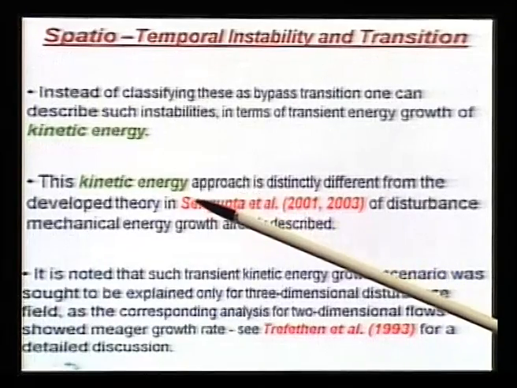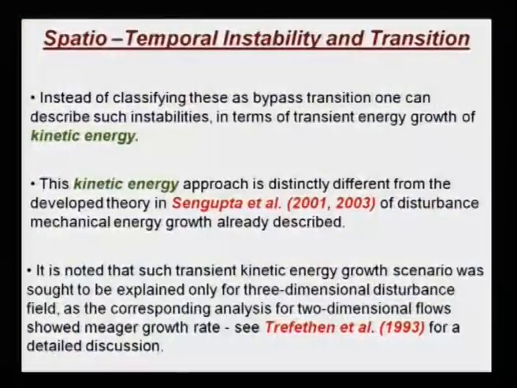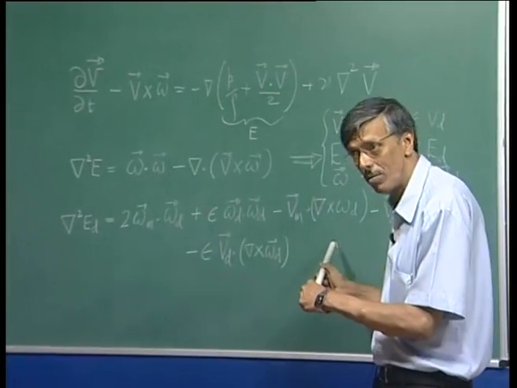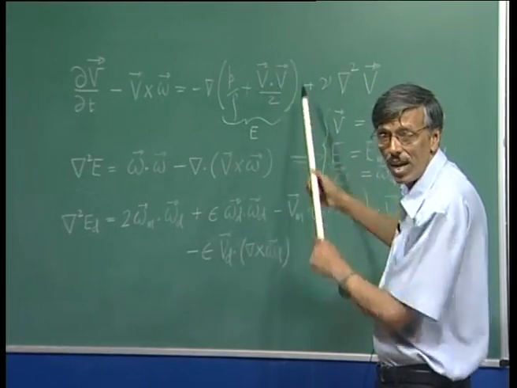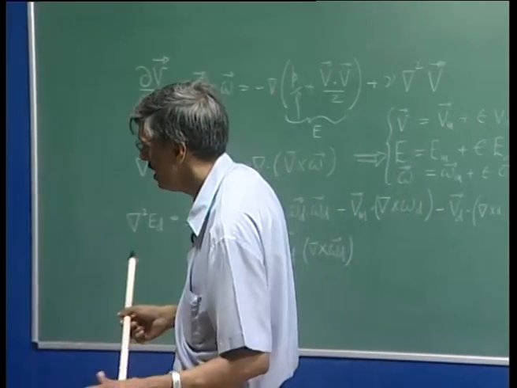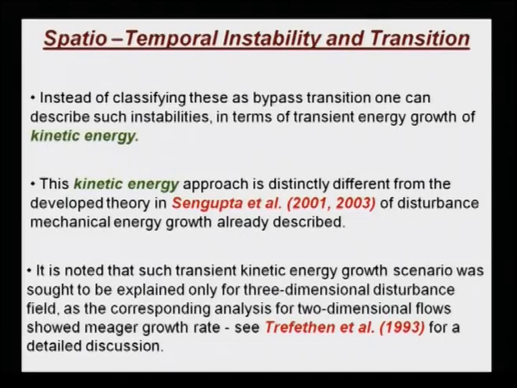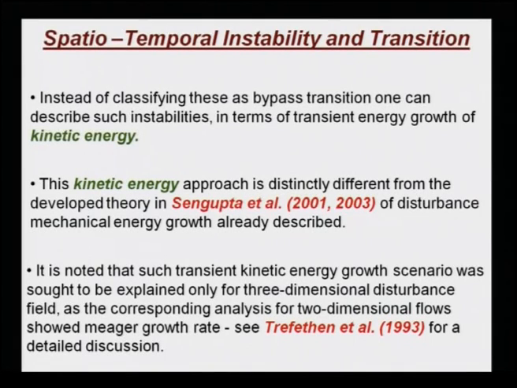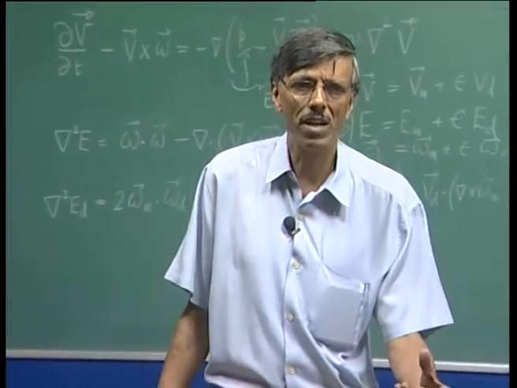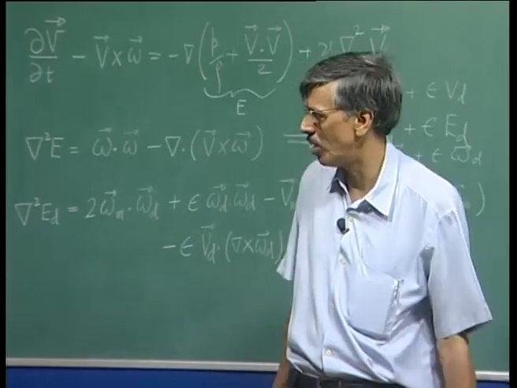And I must point out that this kinetic energy is completely different from what we are looking at here. This is the total mechanical energy, whereas those studies involve studying this kinetic energy. We will see what each of it leads to. It is noted that such transient kinetic energy growth somehow works for a three-dimensional flow field, because if you do the corresponding analysis for two-dimensional flow, the growth rates even at the early times are very, very small. These are orders of magnitude smaller.